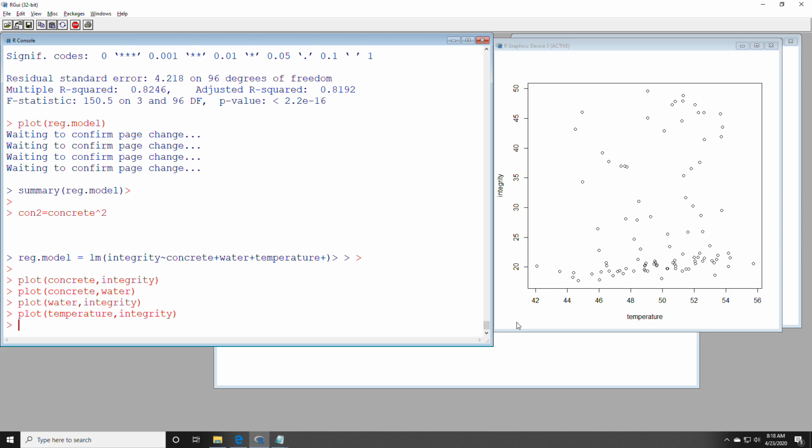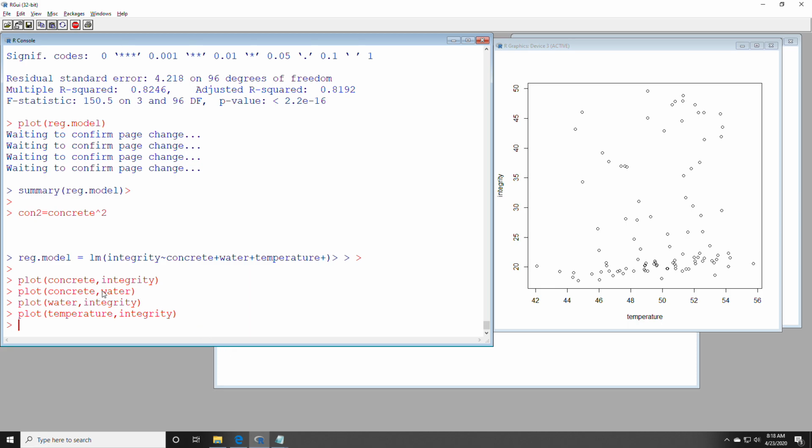But anyway, from those three scatter plots, there was no curved relationship, which gives us evidence that we need to add that curved relationship to account for the curve we saw in the residual plot, to fix it. What we did see is when we plotted concrete against integrity, we saw something very strange.